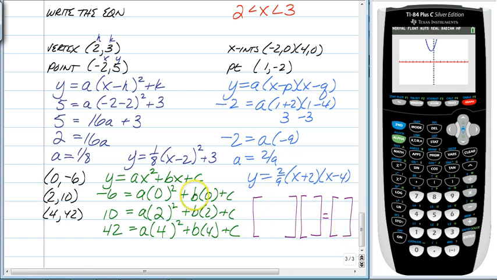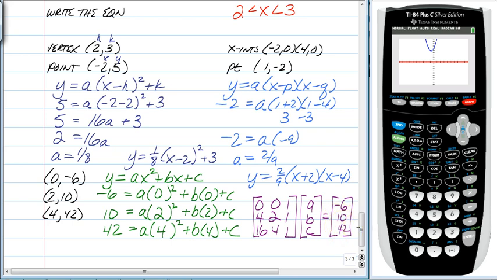Now that's just going to be our 0 squared, 0 and 1. 2 squared is 4, 2 and 1. 4 squared is 16, 4 and 1. So the c's are always 1. You're looking for your a, b, and c, and that's a negative 6, 10, and 42.